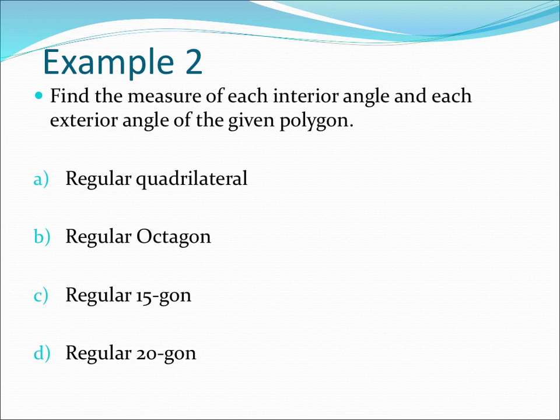Okay, now this one says find the measure of each interior and each exterior. So the keywords you have to look for are interior and exterior, because that will tell you which equation, right? And then the word sum or the word each. So in this case, I'm looking for each one, and each one means I'm going to take the sum and divide it by the number of sides. So each interior is n minus 2 times 180 divided by n.